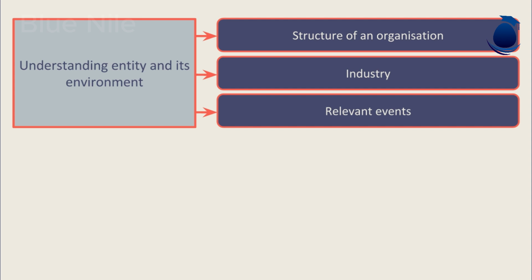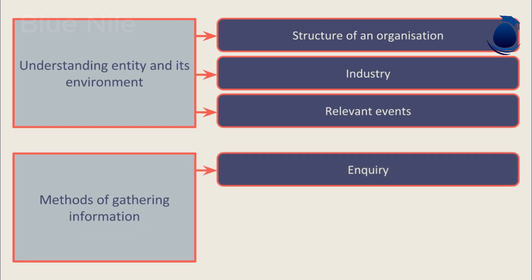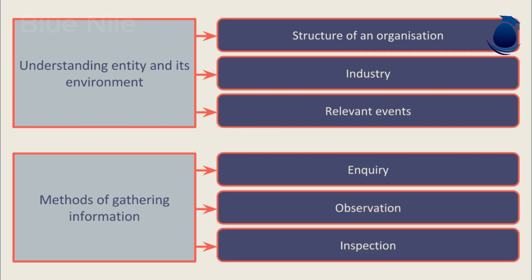At the planning stage, the auditor will have access to all books and records. Plus, they will also be able to discuss issues with the client management and staff. Therefore, the three main methods of gathering information about the client are inquiry with management and staff, observation of control procedures carried out, and inspection of important documents and procedure manuals.